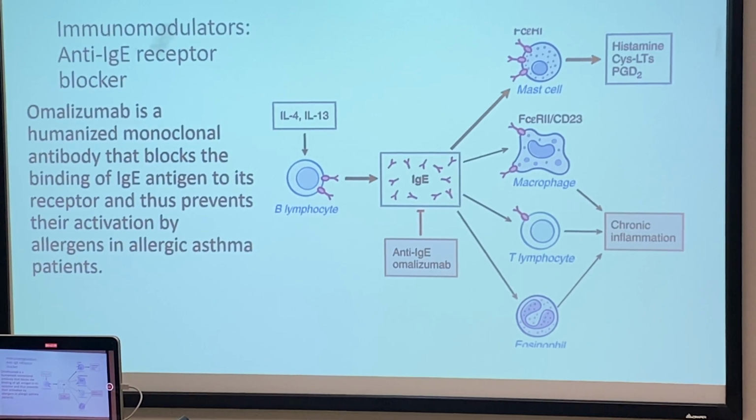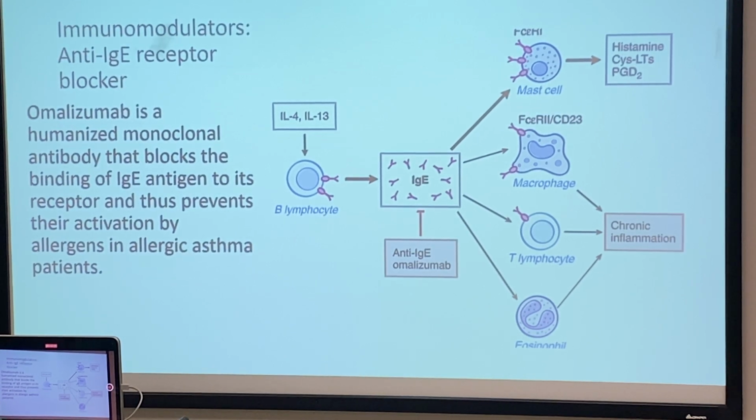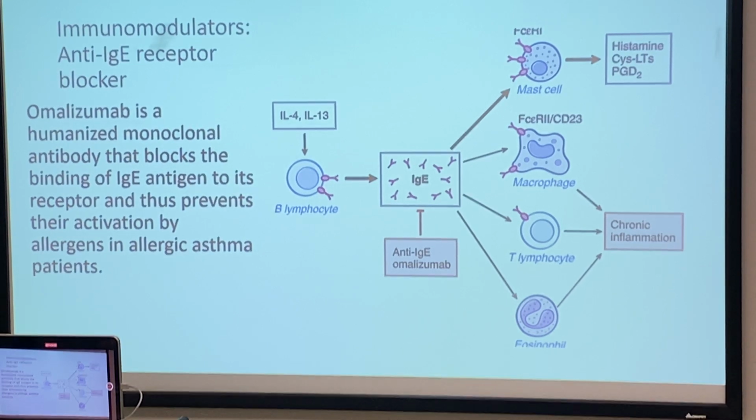Lastly, about the immunomodulators, these are anti-IgE receptor blockers. One of the examples is omalizumab. When you see MAB, any drug ending with MAB, that means it's an antibody. It's an antibody, which is a protein. So the antibodies, how they work, they bind to the antigen. Antibody-antigen combination will nullify the antigen's effect. So it will block the antigen from binding to the receptors or producing the pro-inflammatory mediators. So it is an effective treatment, very targeted, very specific.